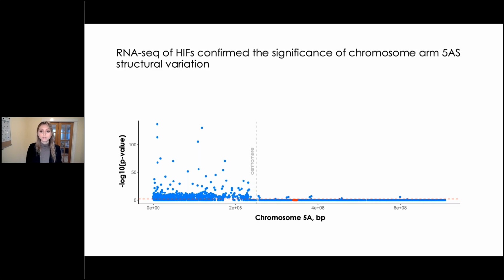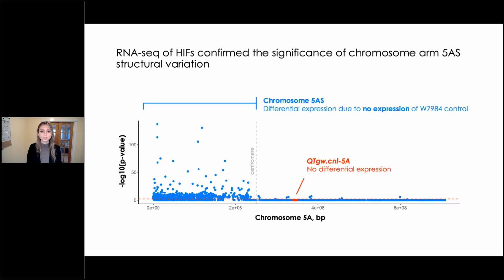And zooming in on the differential expression specifically on chromosome 5A, we see that the majority of the differential expression on the short arm is due to the presence-absence variation of that short arm. We measured 0 expression in the W7984 negative haplotype control. Highlighted in red is the 10 mega base pair region that we had fine mapped for QTL, and we detected expression from both the positive and the negative haplotype controls, but there was no differential expression between them.